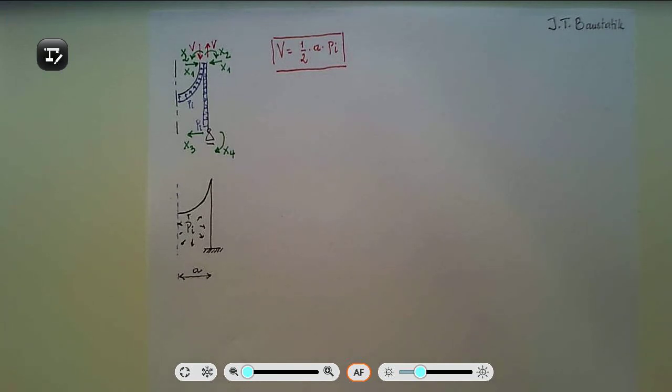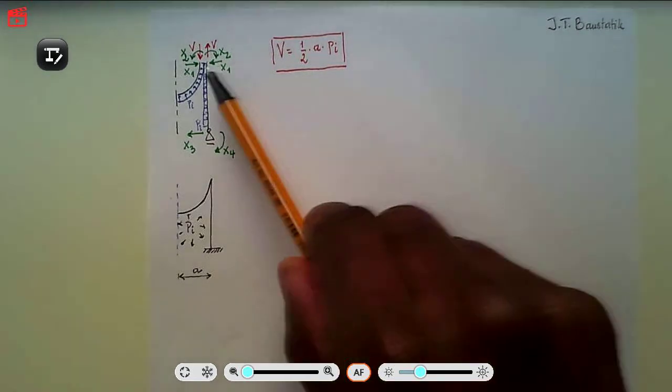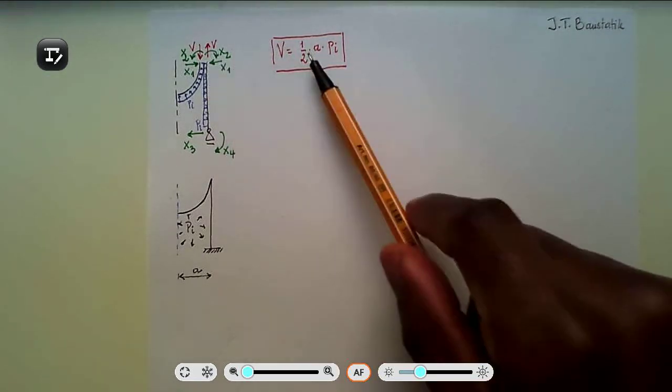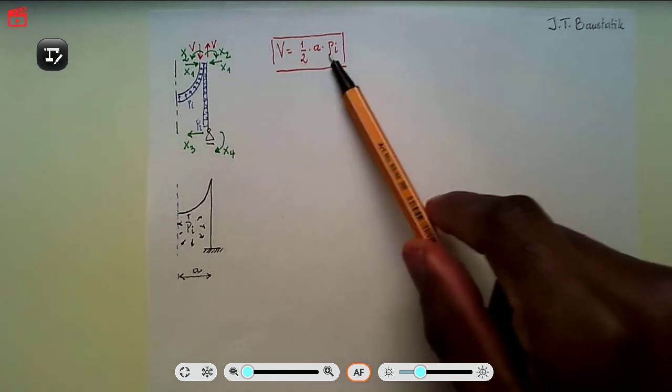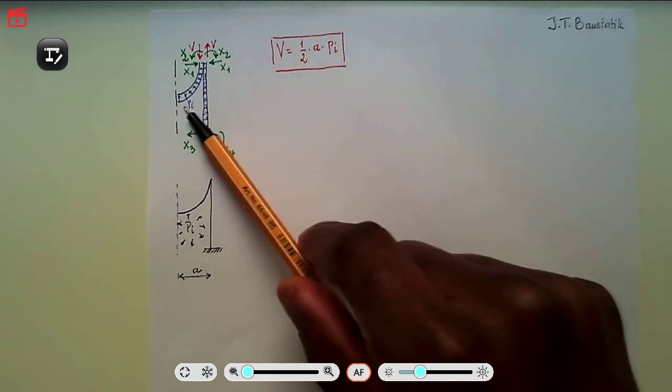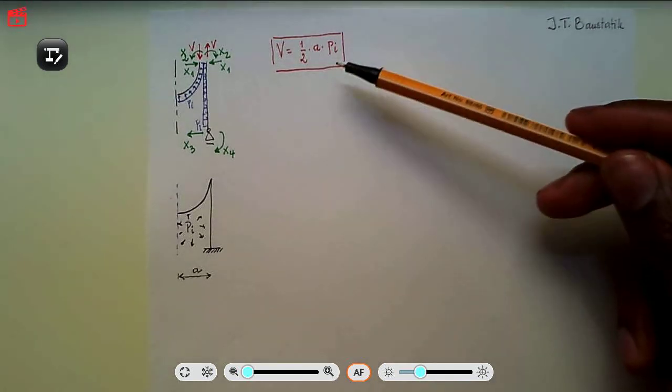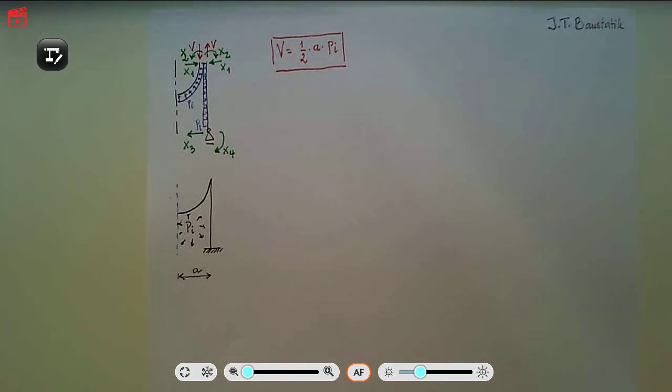So this is basically the exercise we're talking about. We're in placing shells here. This is the exercise where the clamp support is there. Here's the axis of revolution. And it was given in the solution of that exercise that V, the membrane force over here, V that I marked in red, has the value 1/2 of A times Pi, where Pi is the value of the inner pressure. And the student was basically asking where that value is coming from. And that's the question we want to answer here.